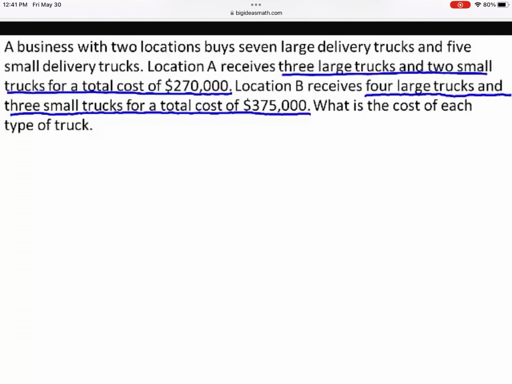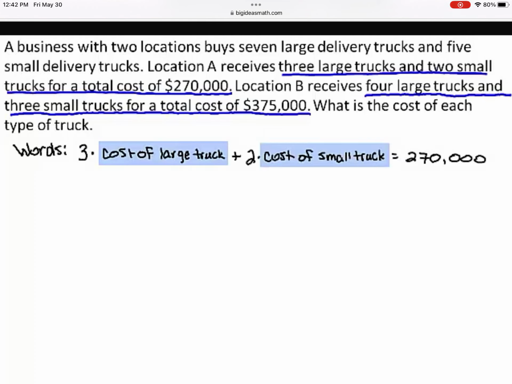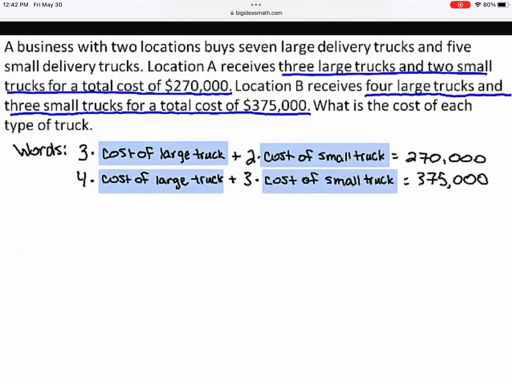Begin by using a verbal model to write a system of linear equations that represents the problem. Because location A receives 3 large trucks and 2 small trucks for a total cost of $270,000, 3 times the cost of a large truck plus 2 times the cost of a small truck equals $270,000. And because location B receives 4 large trucks and 3 small trucks for a total cost of $375,000, 4 times the cost of a large truck plus 3 times the cost of a small truck equals $375,000.